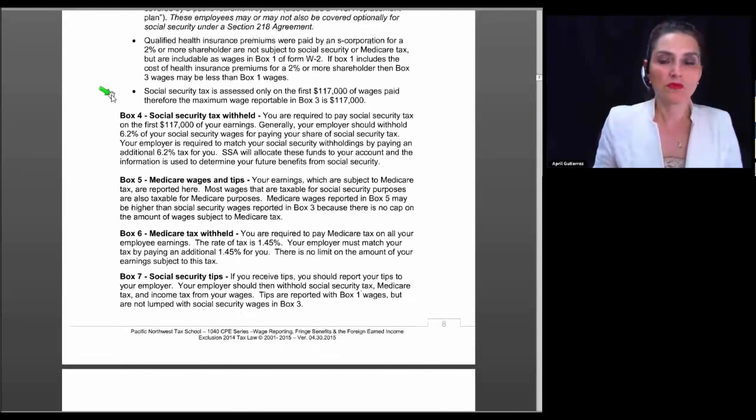And finally, of course, the wage box can be higher than the Social Security box when employees' wages exceed $117,000. So if you're looking at a W-2 for an employee who earned $130,000 for the year, it is obvious that the Social Security box will be a lower number.